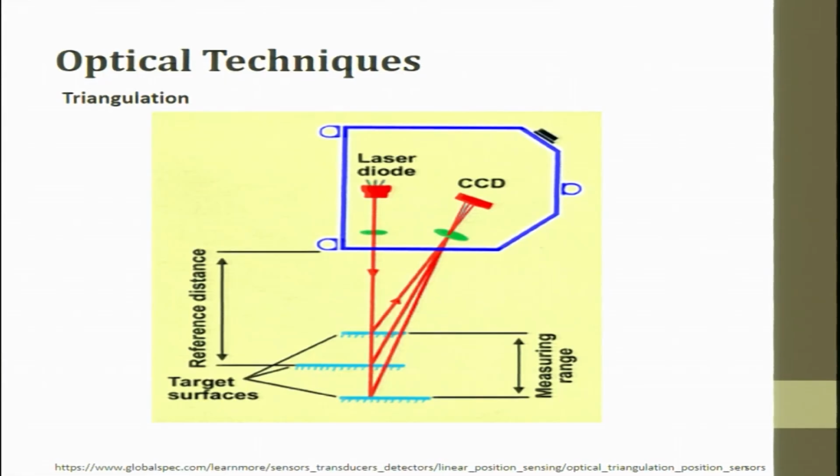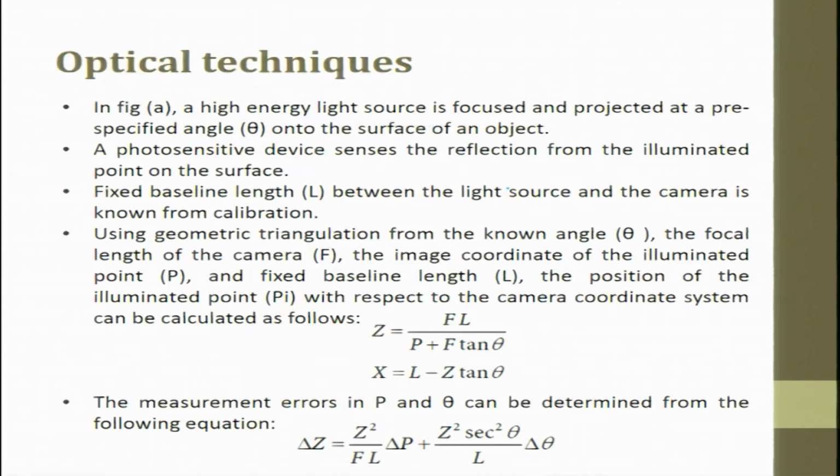So, this is triangulation. You can see laser coming out of this, trying to hit the object, and then it reflects back, and here is a charge coupled device which is nothing but a CCD camera. Okay. So, this is the range with which the object moves, and this is the reference distance, and these are the target surfaces. This is a laser, this is an object, or this is a device inside which a laser diode is there and a CCD is there.